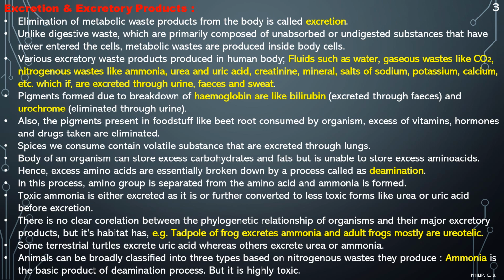Hence excess amino acids are essentially broken down by a process called deamination. In this process, the amino group is separated from the amino acid and ammonia is formed. So this statement is very clear: ammonia is formed by the deamination process, that is breaking down the amino acids. Further, toxic ammonia is either excreted as it is or further converted to less toxic forms like urea or uric acid before excretion.